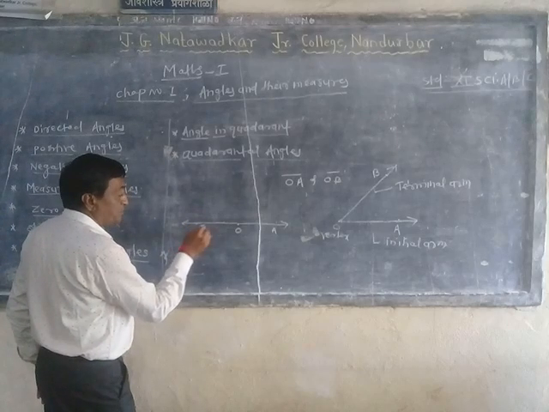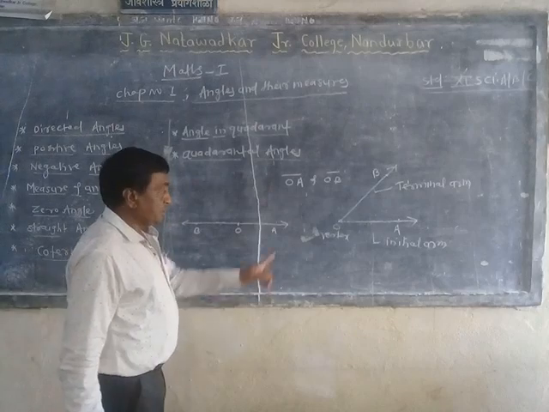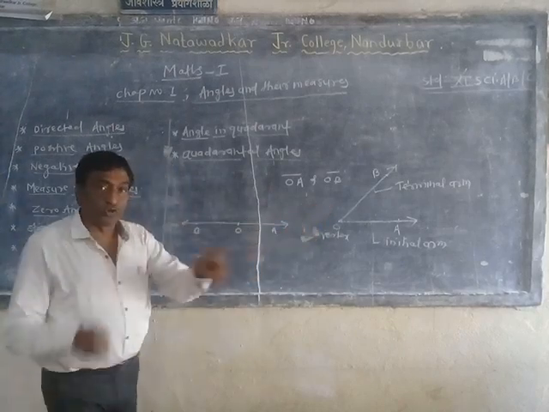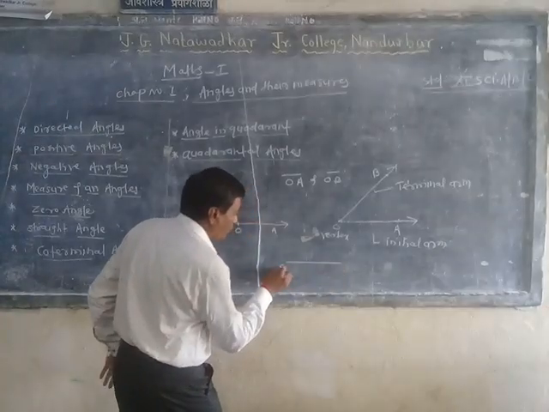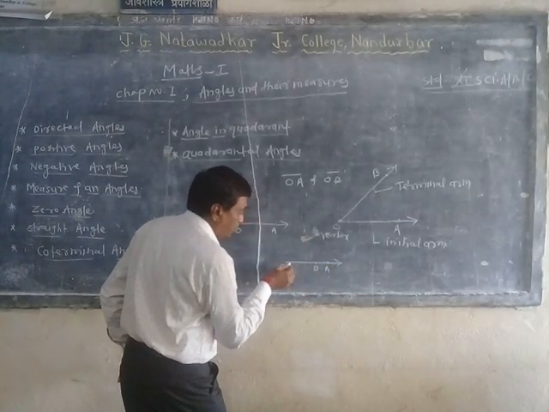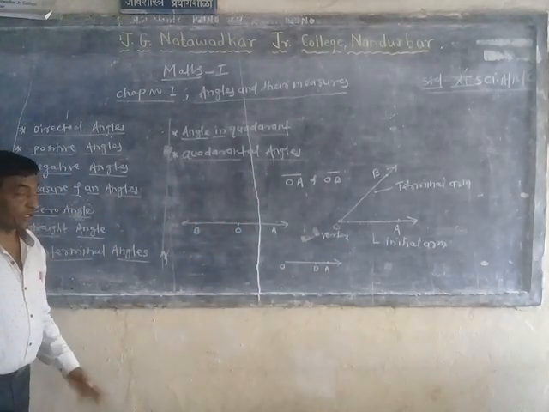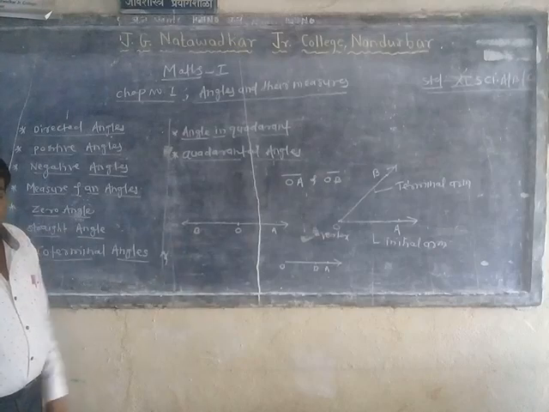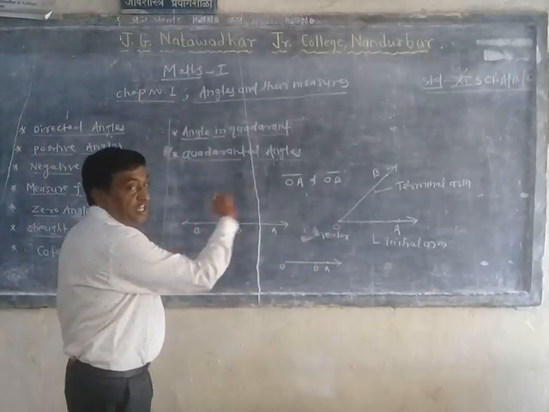Now these both rays are collinear. In the case of the zero angle also, both rays are collinear. That time the situation will be like this. This is the O point, this is supposed to be A and this is supposed to be B. So that time also both rays are collinear. Here also both rays are collinear, but the difference is that here their direction is the same, and here the direction is exactly opposite.